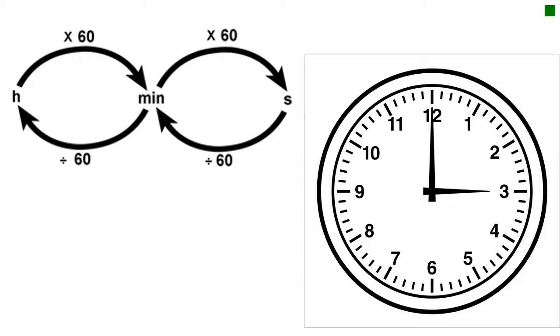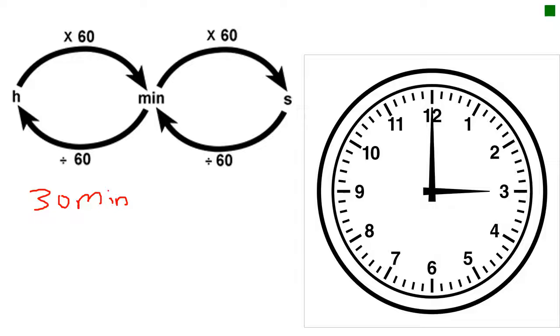So let's look at this here. Oops. Did not want to erase that. Okay, so 30 minutes, we can see just by looking at our analog clock, is half an hour, okay? Because there are 30 of these ticks from here to there, and that covers half of the clock, okay?